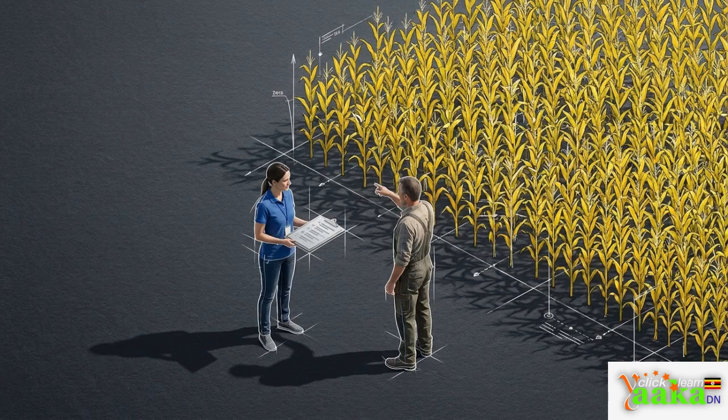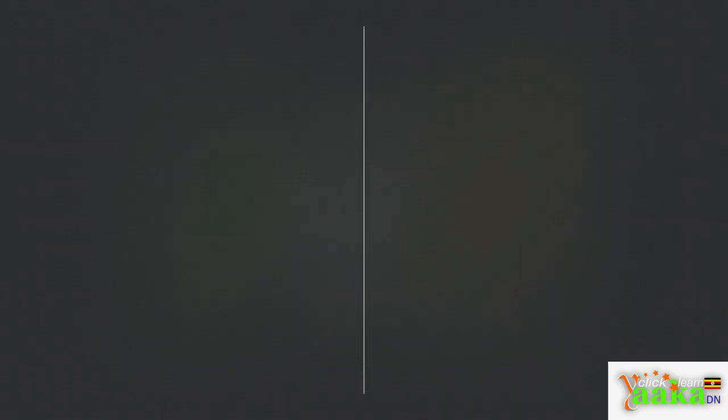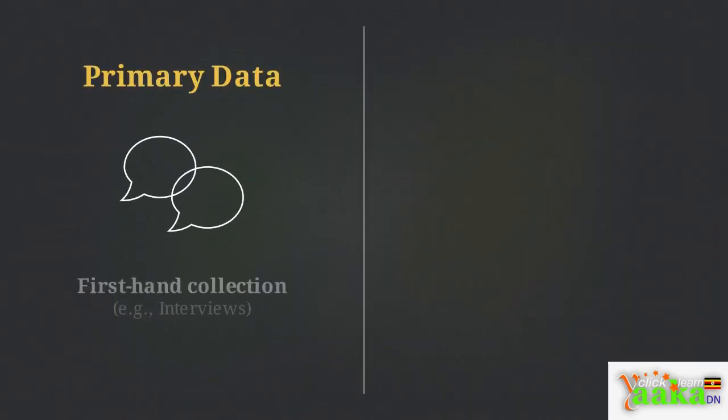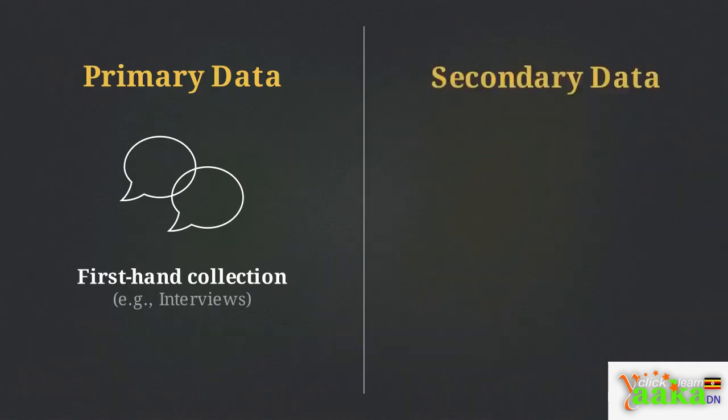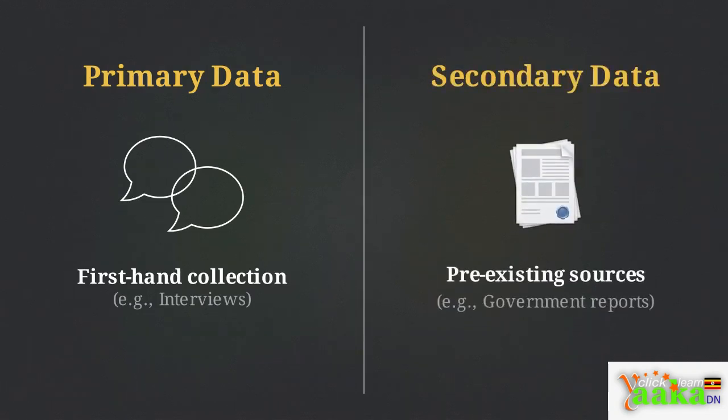Once the question is defined, we move to step 2, collection. This involves gathering the raw information needed for our study. This information comes from two origins. Primary data is collected firsthand through interviews. Secondary data comes from pre-existing sources, like government reports.